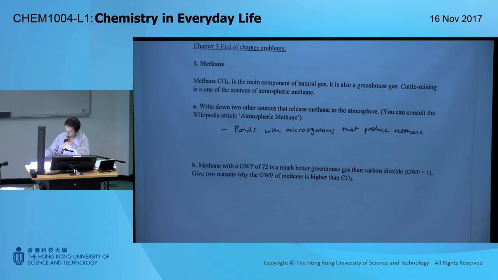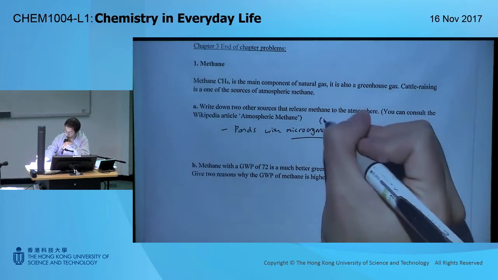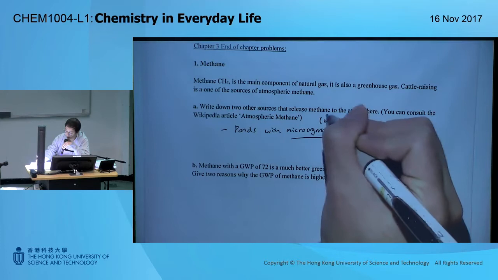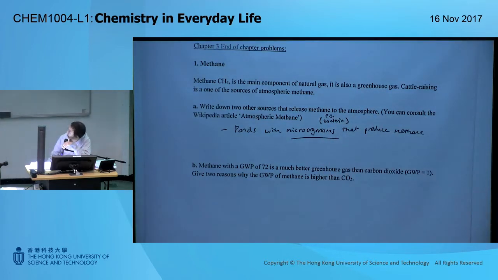So one of them is from microorganisms such as bacteria that will produce methane gas, methanogenic bacteria. Okay, you can find them in some kind of ponds.